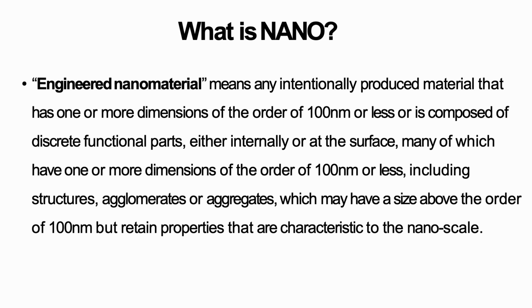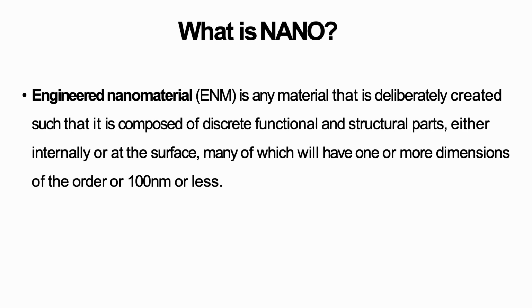applications of nanotechnology. Now, we also have another term, which is engineered nanomaterials. So you may see in different books or different articles the abbreviation ENM. This is any material that is deliberately created, such that it is composed of discrete functional and structural parts, either internally or at the surface, many of which will have 1 or more dimensions of the order of 100 nanometers or less, so down to 1 nanometer.